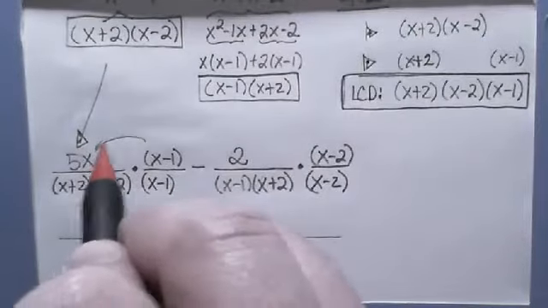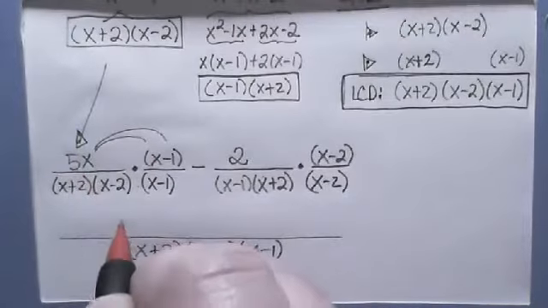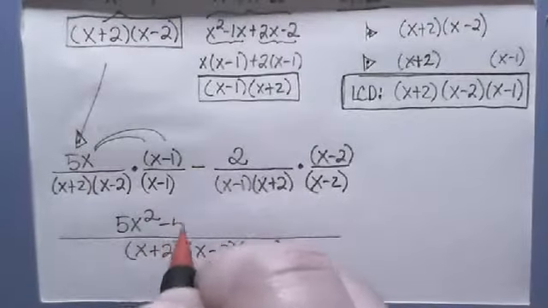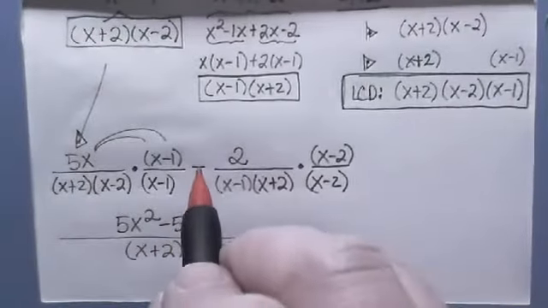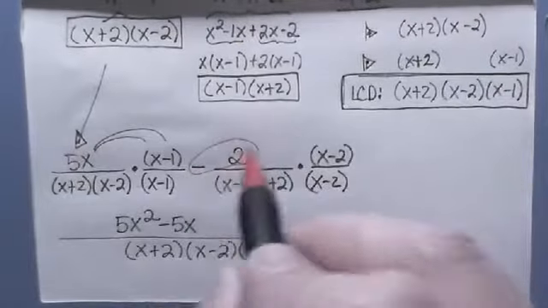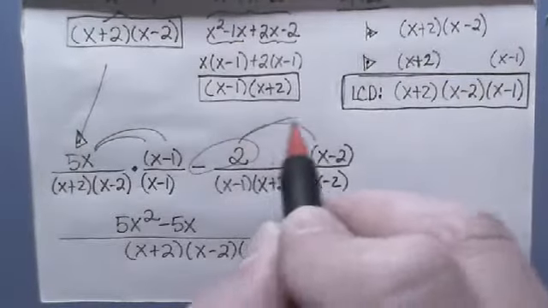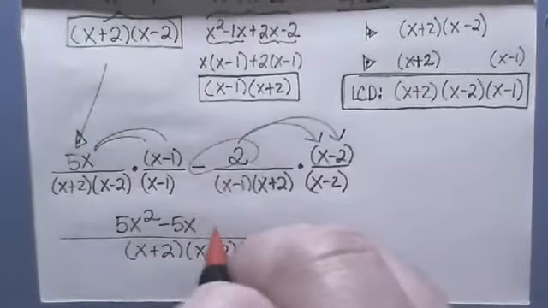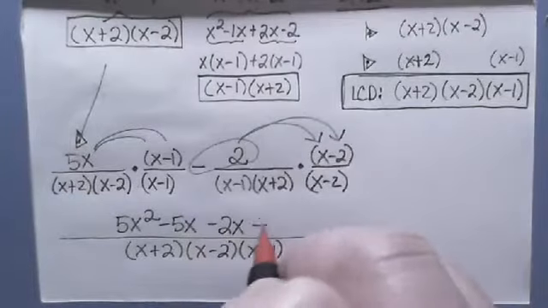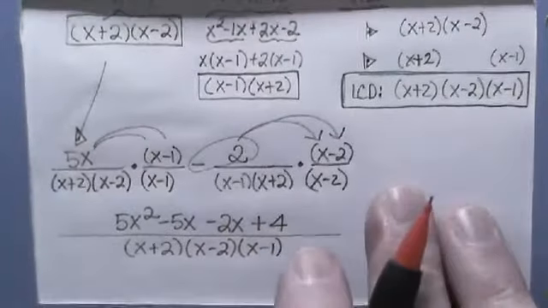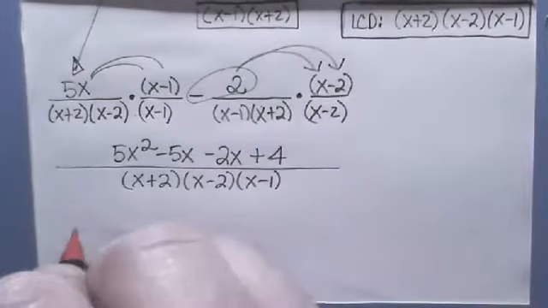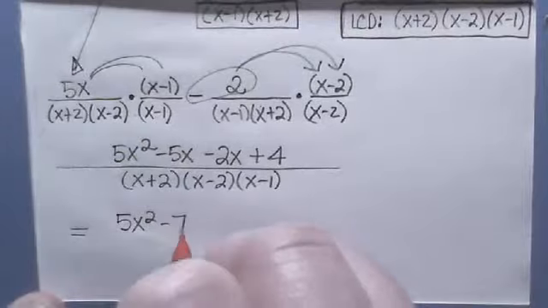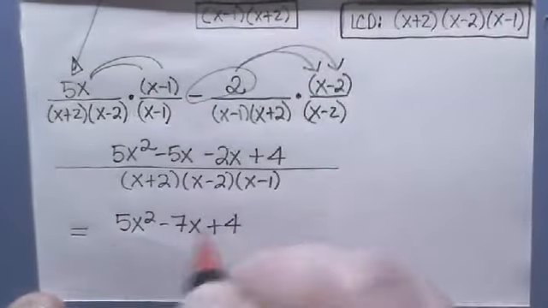So I'm going to do this. So 5x times x is 5x squared. 5x times negative 1 is negative 5x. Gotta be careful here. This negative goes with the 2. So you multiply negative 2 times x, negative 2 times negative 2. Very, very careful with that negative there. Okay? So this would be negative 2x, positive 4. Alright. Combine the terms. So this would be 5x squared minus 7x plus 4.